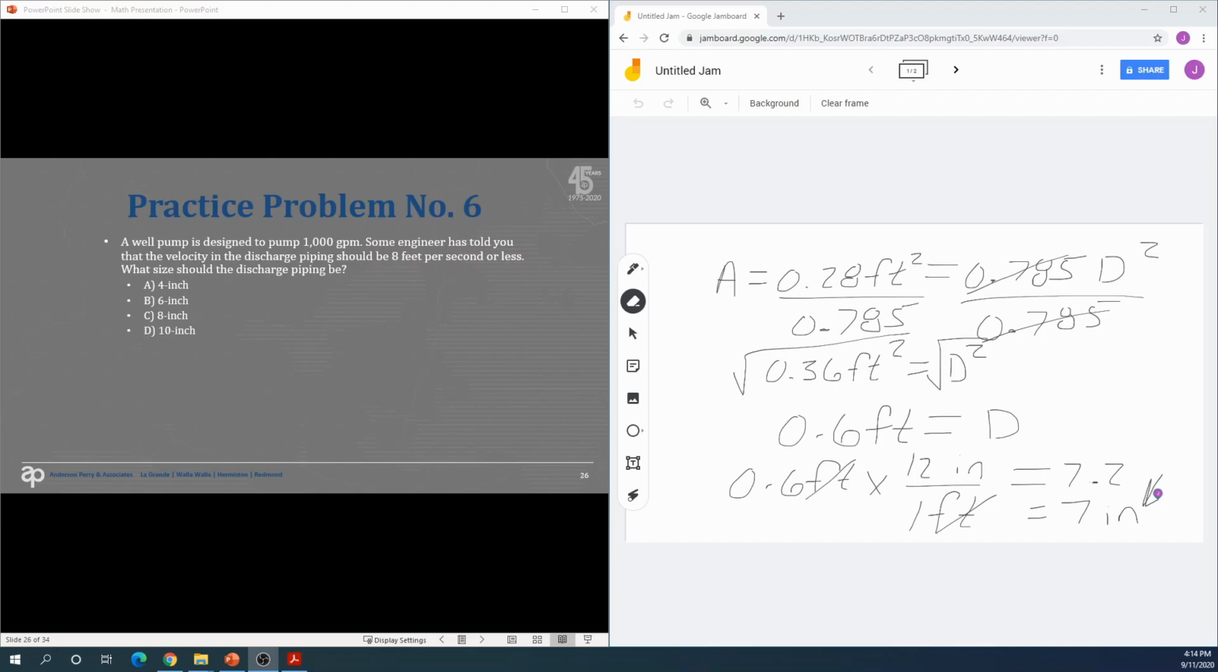Now if we go over to our solutions, we don't see 7 inches. So now our two options for pipe size are going to be either 6 inch or 8 inch. But we know that our velocity has to be 8 feet per second or less. So if we go with pipe size smaller than 6 inches, we're going to be increasing our velocity. Now, if we go with a pipe size greater than 7 inches, we're actually going to be decreasing our velocity. So in that case, we want to choose C, 8 inches, because then we know we're going to have a velocity of less than 8 feet per second.